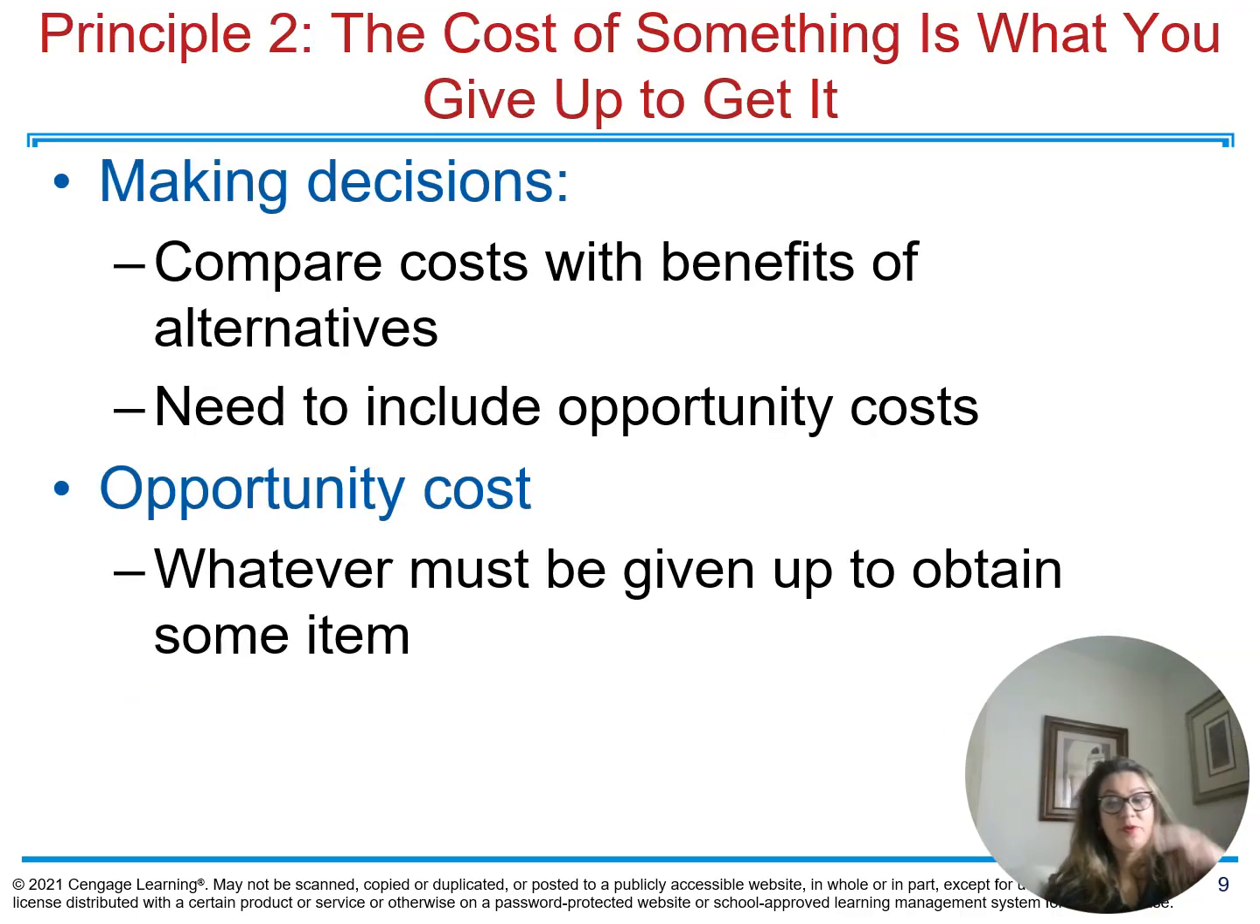Now we will discuss principle number two. That is, the cost of something is what you give up to get it. So in economics, we believe that what is important is the opportunity cost. Cost is whatever must be given up to obtain some item. So in economics, we're always comparing cost and benefit of alternatives. But we also need to include the opportunity cost, right? Because we may get a benefit from some kind of action, but at the same time there is an opportunity cost for that action, and we need to figure out what is that.